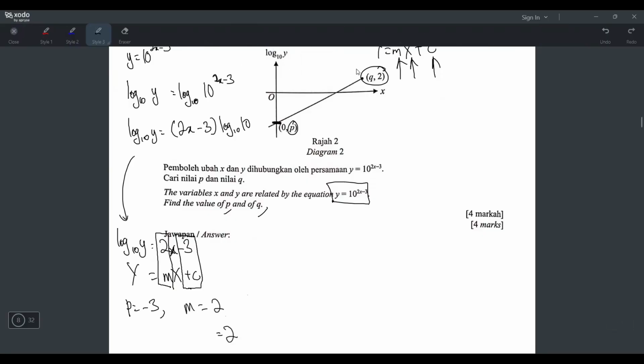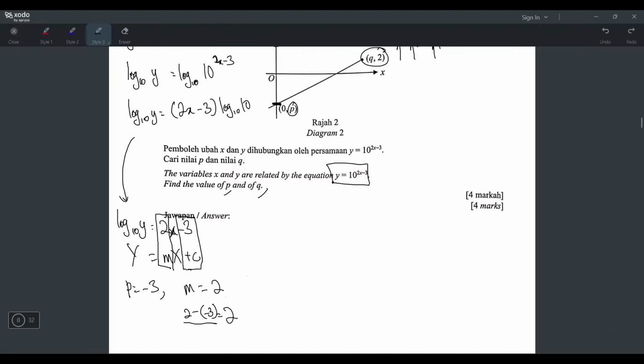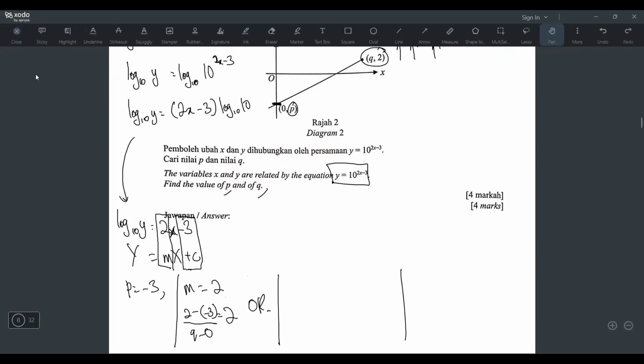And then from the graph, you can use these 2 points, right? 2 minus p, but you already know p is -3. That is also the reason why I find p first. And then over q minus 0, because that's how you find gradient. You can use this method to do it. Or there's another method. Another method is you just ganti masuk terus.